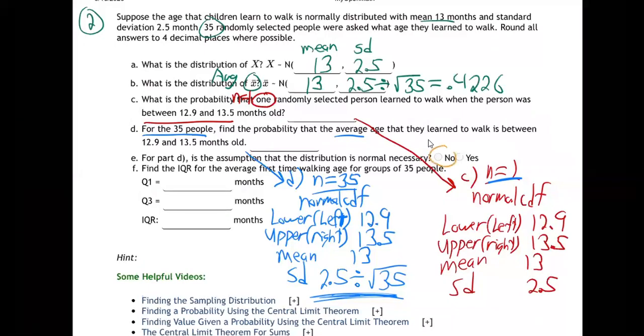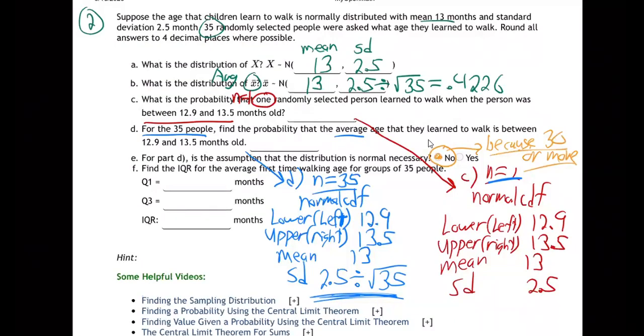It's no because it's 30 or more, right? So whenever you have a group of size 30 or more, you don't need the assumption of normality. You've got it automatically. For a big group, the averages have to be normally distributed. The averages of groups 30 or more have to be bell-shaped. So that one's a no.